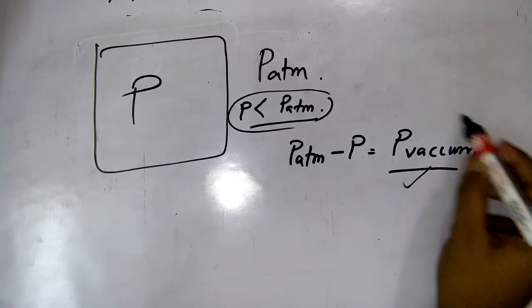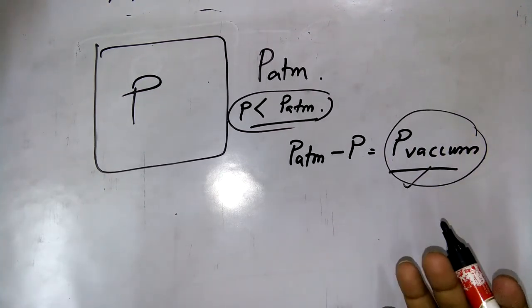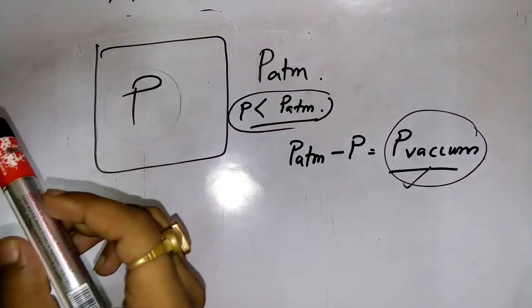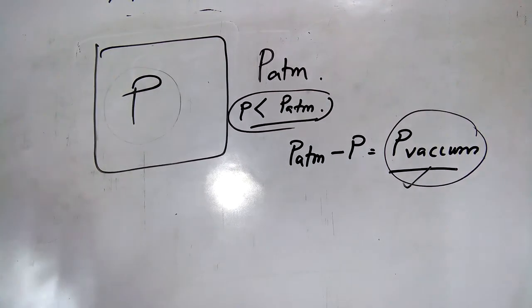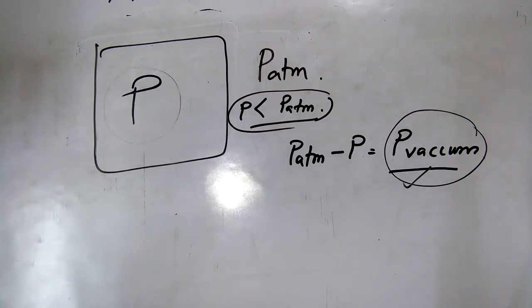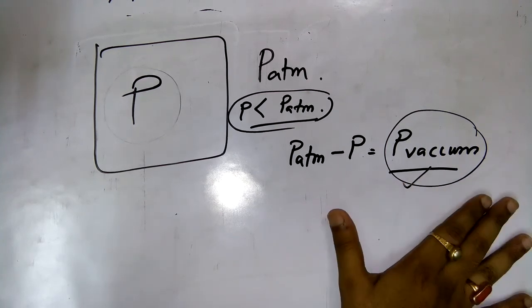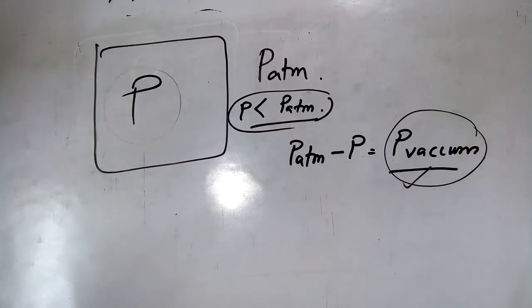Now this vacuum pressure also gives you a relative value. I know that my system is having a pressure P, and it is quite less than the atmospheric pressure. How much is it less than the atmospheric pressure? You subtract it, and that value is nothing but your vacuum pressure. Vacuum pressure is also defined as negative gauge pressure. Okay. Now we are ready to learn the difference between pressure and pressure head.